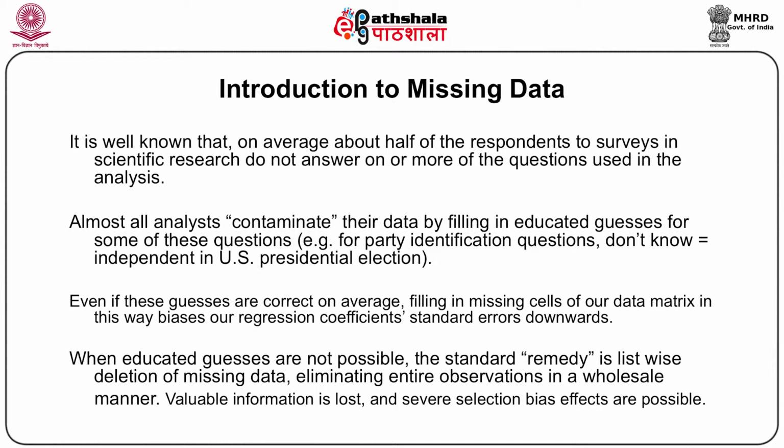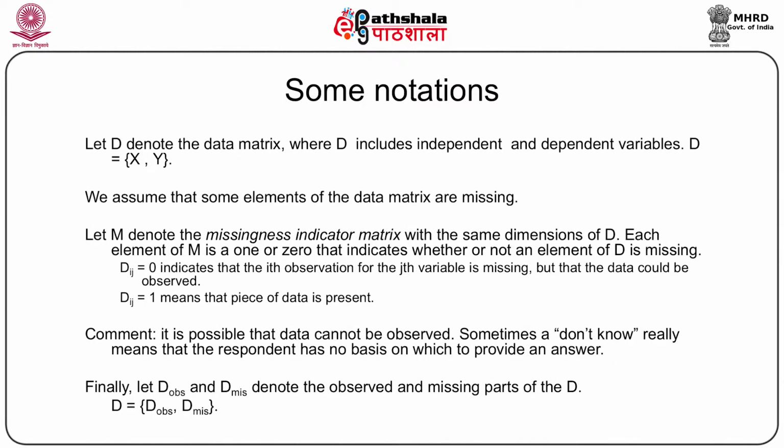Almost all analysts contaminate their data by filling in educated guesses for some of these questions. For example, for party identification questions, don't know means independent. In the US election setup, there are two major parties, the Republican and Democrat, and then the remaining is independent. In the Indian setup, it doesn't arise because there are multiple parties. That makes it even more complicated.